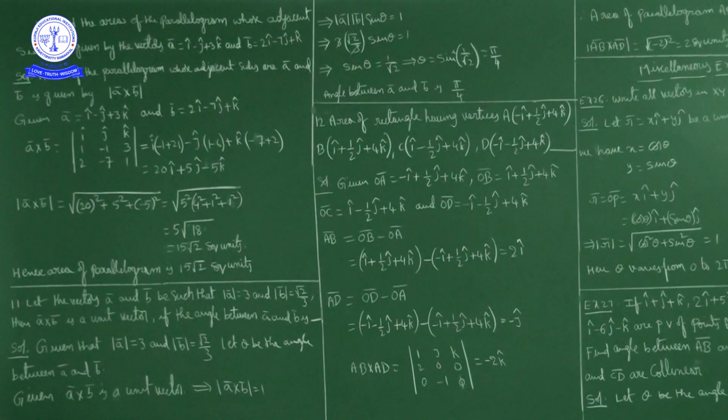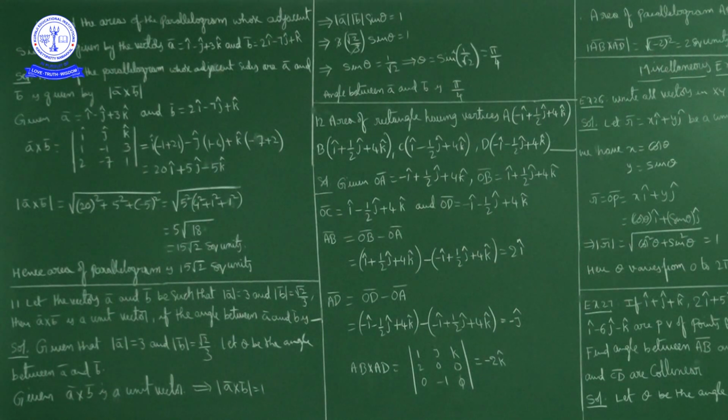What is given? Magnitude of A bar is 3, magnitude of B bar is root 2 by 3. So 3 into root 2 by 3 into sin theta is equal to 1. The 3 cancels, so root 2 goes to the other side. Sin theta is equal to 1 by square root of 2. So theta is sin inverse of 1 by root 2, which is pi by 4. So the angle between the vectors A bar and B bar is pi by 4.